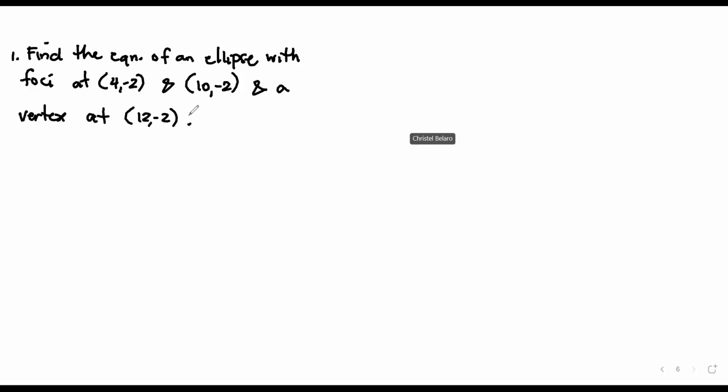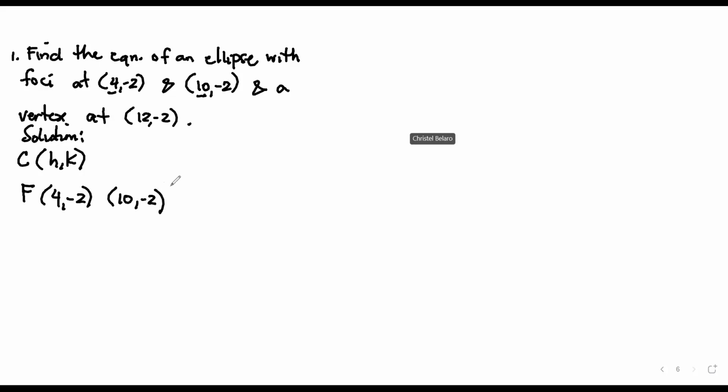So since magkaiba ang coordinates ng x and y, dito lang sila sa isang nagpareho. Yung sa x coordinates nila, magkaiba. Ibig sabihin, class, ang center nito ay (h, k). Wala sa origin. Okay? So your foci will have (4, -2) and (10, -2).